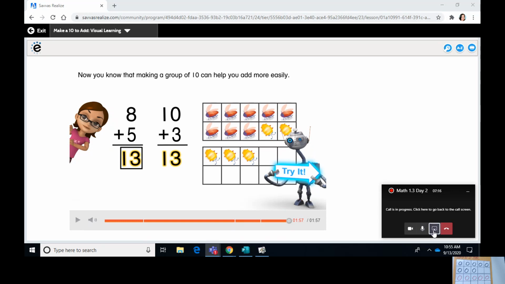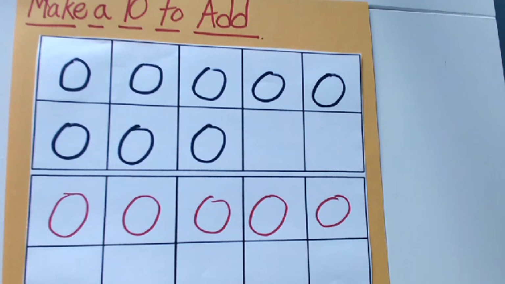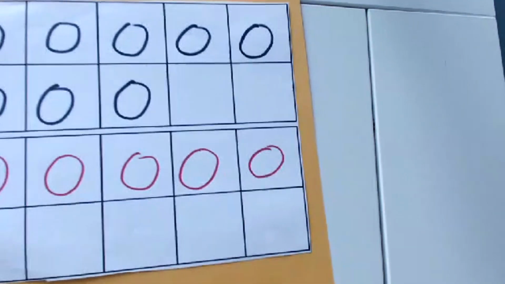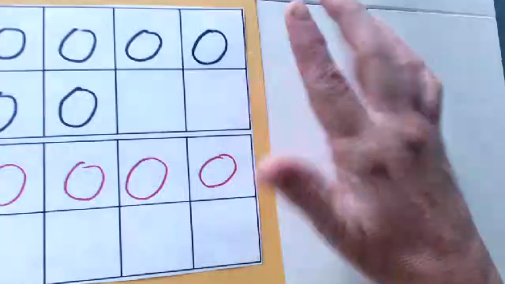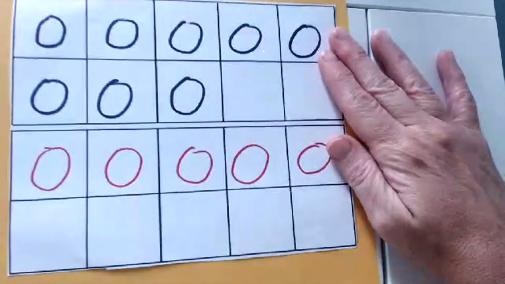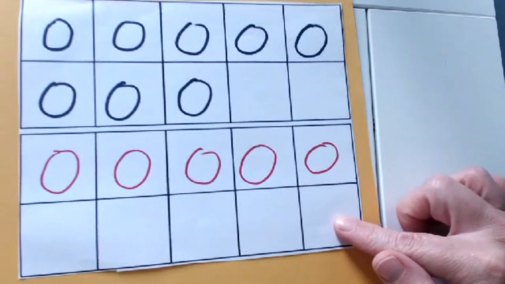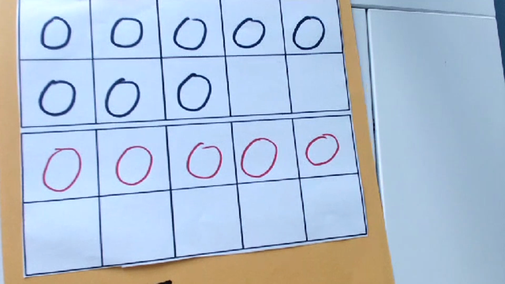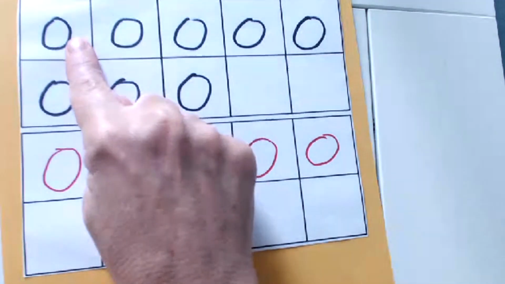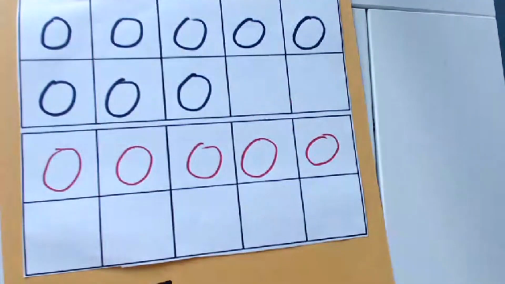All right, let's look at my anchor chart here. I have my double tens frame. This is one tens frame, and then I have another tens frame down here. And then I wrote our equation here, 8 plus 5. I drew 8 circles up here.